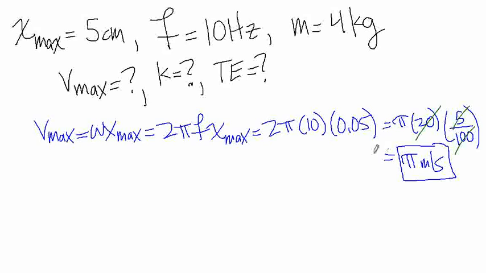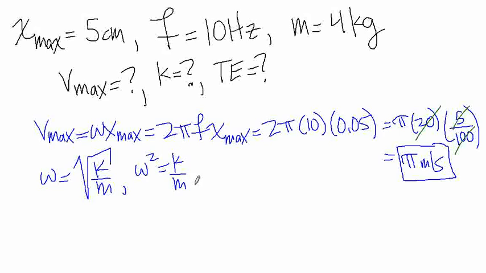Okay? Now let's calculate the spring constant. So omega, remember, is equal to the square root of k over m. So that means that omega squared is equal to k over m. So k is equal to m times omega squared. And omega squared is equal to 2 pi times the frequency, all those 3 pieces squared. Okay, and so now we can replace with numbers.